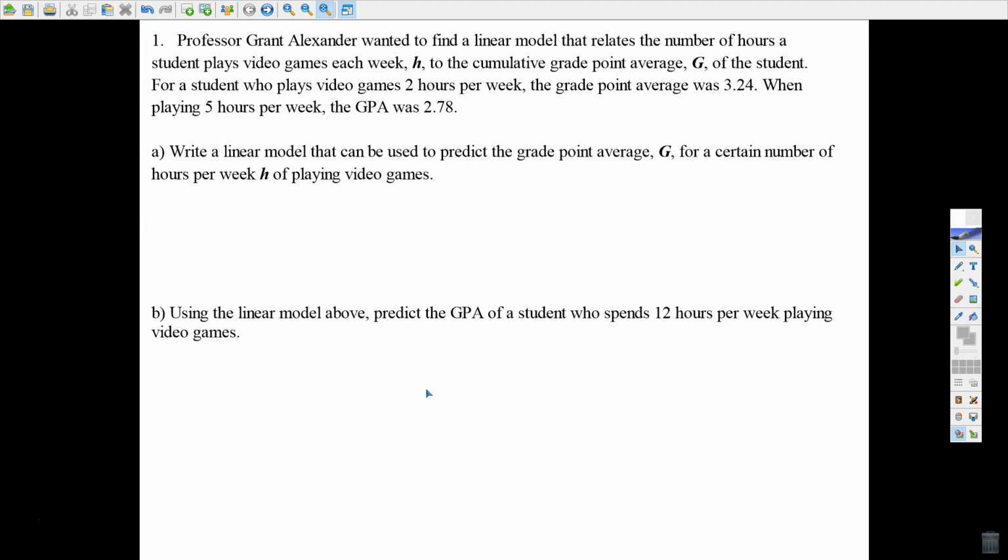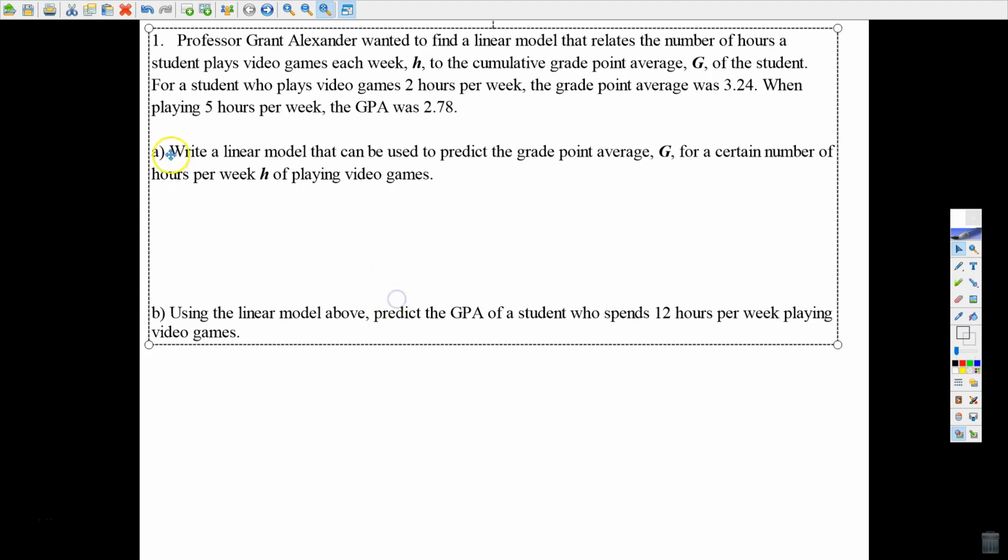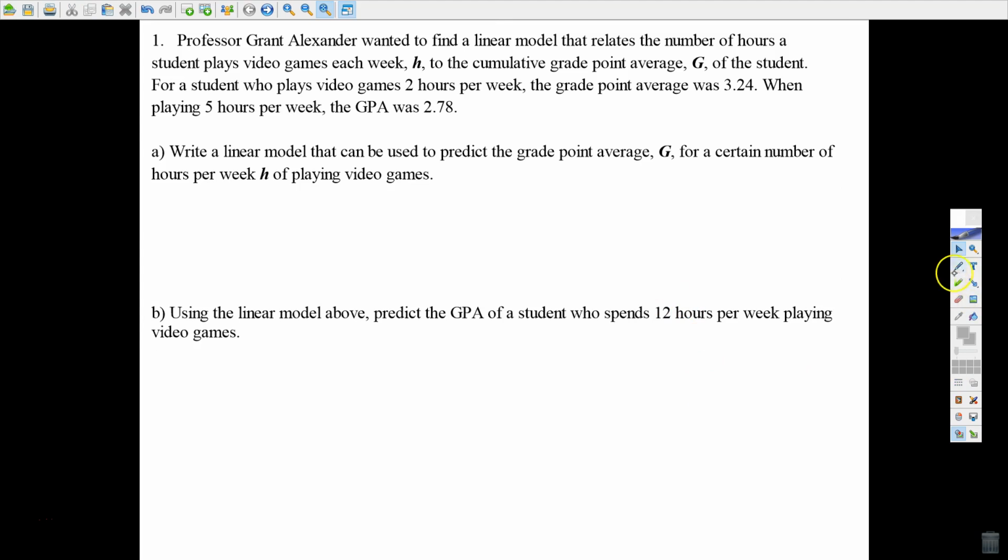Just to kind of set up the problem, you can read through it, but we have this professor, interesting study he's doing. He's trying to make a connection basically between the number of hours spent playing video games and the cumulative GPA of his students. So here is some important information for us. For a student who plays video games 2 hours per week, the GPA is 3.24. For playing 5 hours a week, the GPA was 2.78.